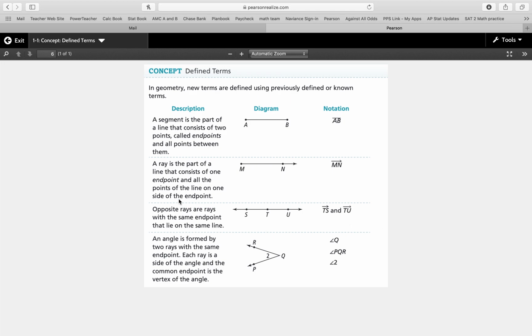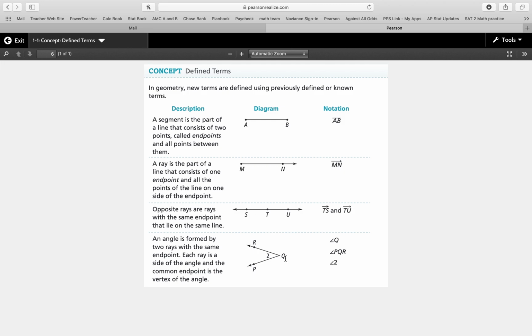Okay, and we also have an angle. So here is my angle. It's formed by two rays, and each ray is a side of the angle, and the common endpoint is called the vertex of the angle.